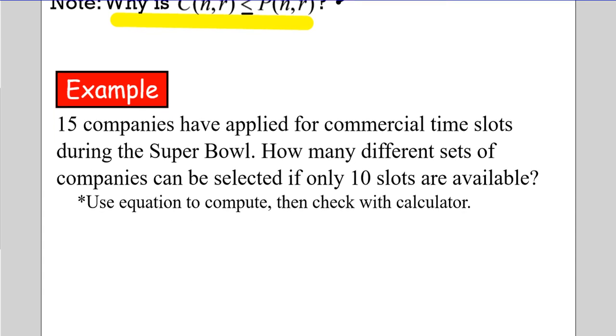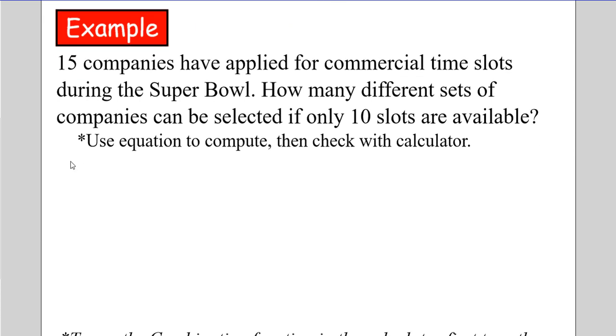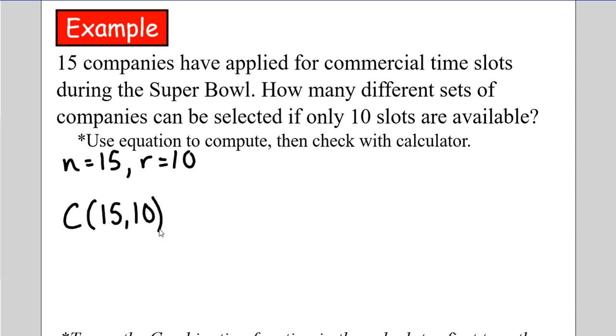So example number one, let's say 15 companies have applied for commercial time slots during the Super Bowl. How many different sets, or combinations, of companies can be selected if only 10 slots are available? Let's use the equation first, and then I'll show you where the formula is in the calculator. So in this case, n would be 15, r would be 10 because I'm selecting 10. The combination formula says it's 15 choose 10, which is usually how you'll hear this said.